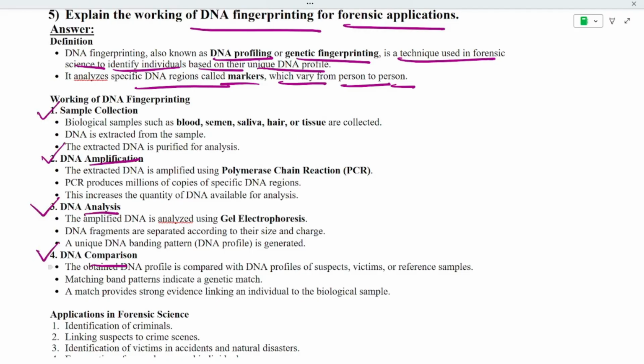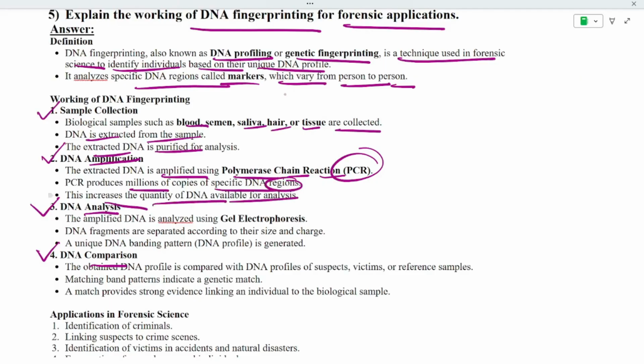In collection, they collect blood, saliva, hair or tissues, and DNA is extracted from the sample. It is purified for analysis. In amplification, the DNA is amplified using the polymerase chain reaction, that is PCR. It produces millions of copies of a specific DNA region, that is called markers. That will increase the quantity of DNA available for analysis. When you have collected a small sample and do the PCR reaction, the sample will be increased. That will help for analysis.